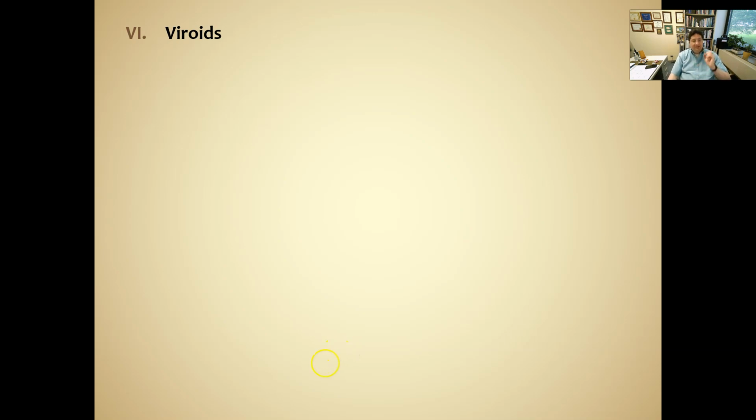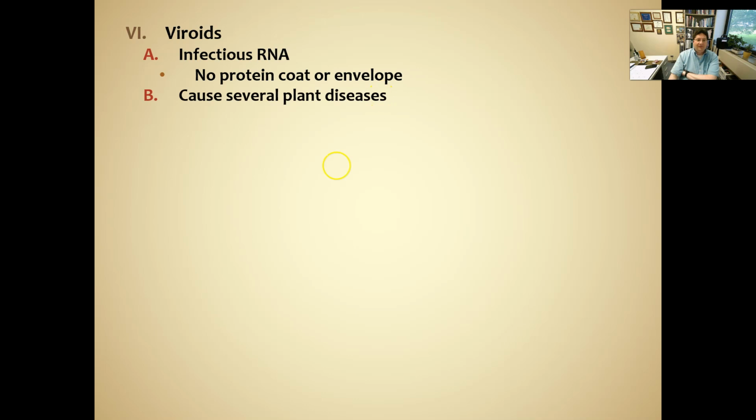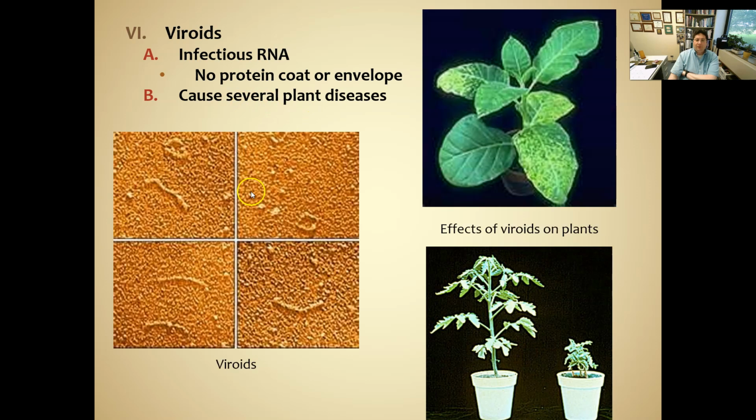Now, related to viruses, we have a category of particles called viroids. Viroids are infectious RNA. There's no protein coat, so no capsid and no envelope. Just RNA by itself that can cause a disease. So far that we know of, viroids only cause several plant diseases. Here are some images of the infectious RNA. You see what it does to the leaf of this plant here and how it stunts the growth. This is normal, this is viroid infected.